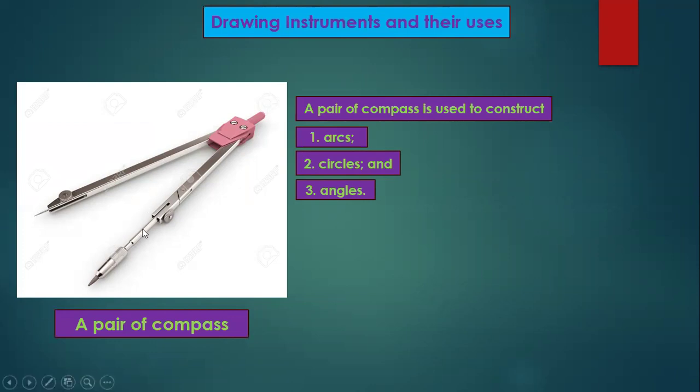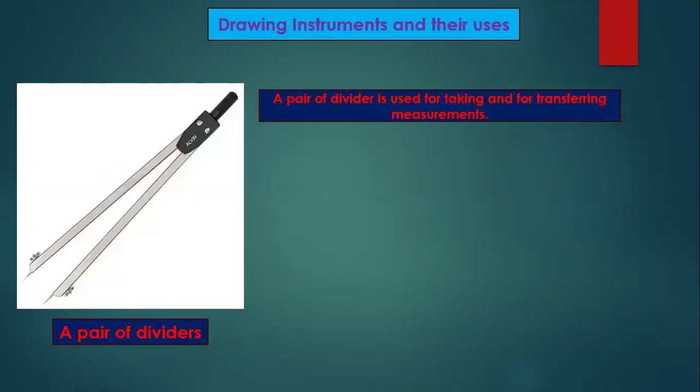So if you look at this pair of compass that we have here, it may not look like the one that you have in your mathematical set. This type is one that we have in a drawing instrument used by engineering students, but we still use the one that we have in your mathematical set to perform the functions that we use this for, which are for the construction of arcs, construction of circles, and construction of angles. So the next drawing instrument that we are talking about is a pair of dividers.